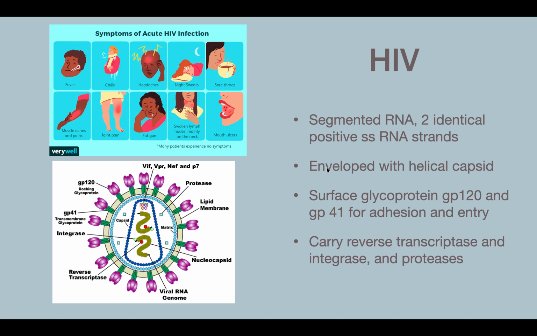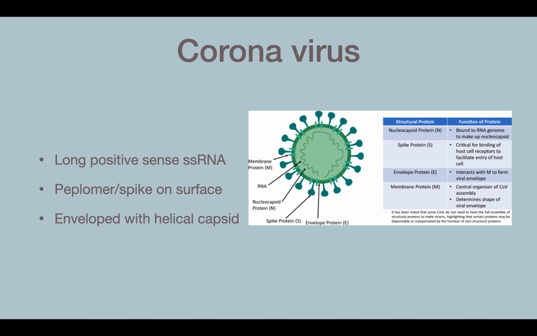Since it's positive-stranded, it doesn't have to carry the polymerase, but it does carry reverse transcriptase because it's an RNA virus, and integrase and proteases. The coronavirus is going to be a long positive-sense single-stranded RNA. It has the peplomers or spikes on the surface in a coronal pattern, and it's enveloped with a helical capsid, so very tricky to treat.